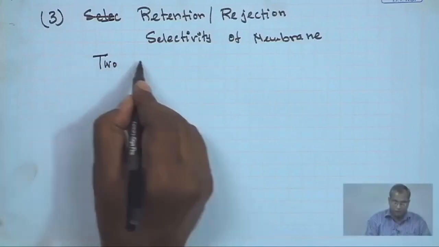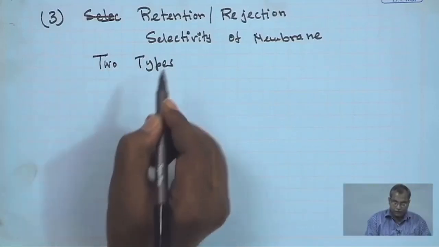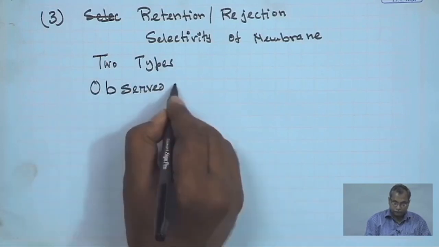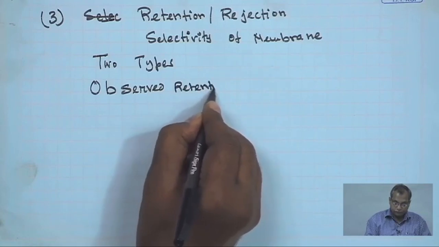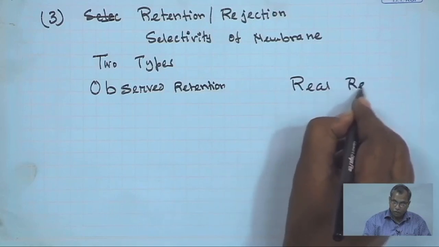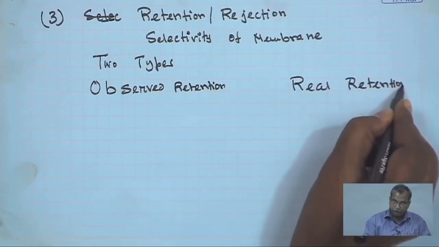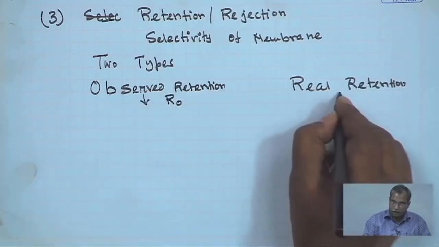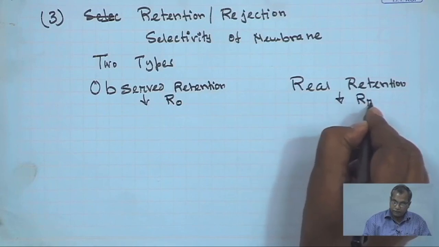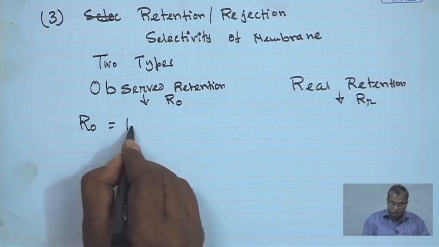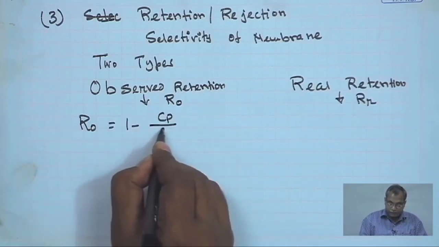There are two types of rejection or retention we can talk about. One is the observed retention, another is the real retention. Observed retention is denoted by the symbol R naught, and real retention is denoted by the symbol R R. So, what is R naught? R naught is defined as 1 minus C p divided by C naught.